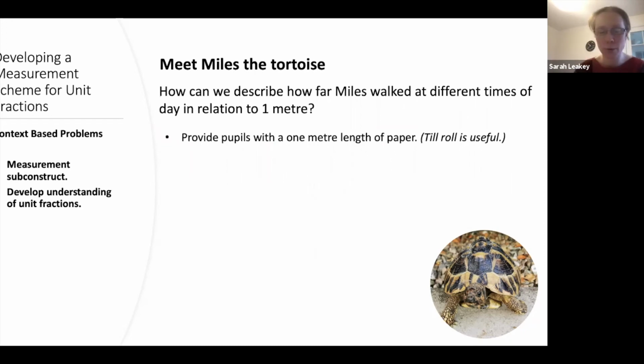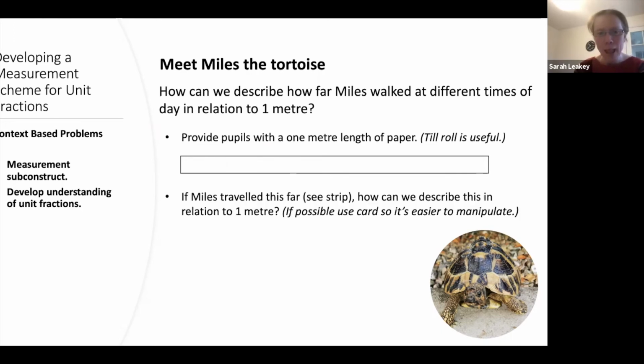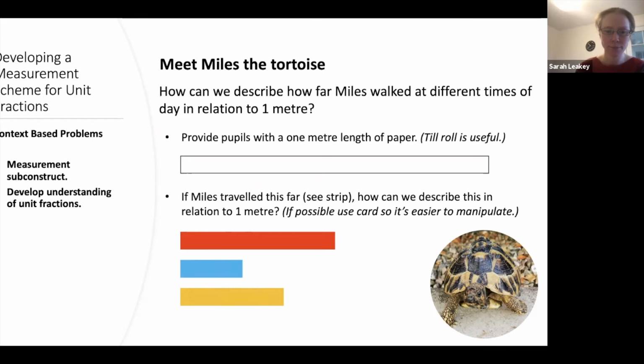I'm going to make sure my pupils have got a concept of what 1 meter looks like, and I'm going to provide them with a 1 meter length. So something like till roll is quite useful for this. It's cheap and doesn't matter if it gets messed up. So if Miles traveled this far, how can we describe this in relation to 1 meter? And after each of these, you're going to have a discussion, compare different strategies for solving this problem, and then look at different lengths in addition to that.